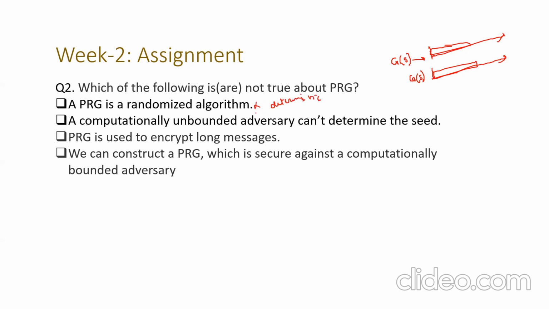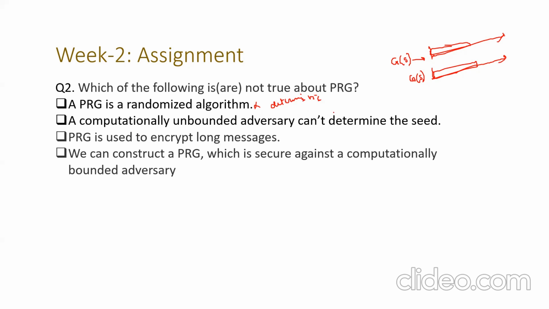So this option is wrong. The second option says a computationally unbounded adversary cannot determine the seed. Is it true or false? Answer from the participants in the chat. A computationally unbounded adversary cannot determine the seed.